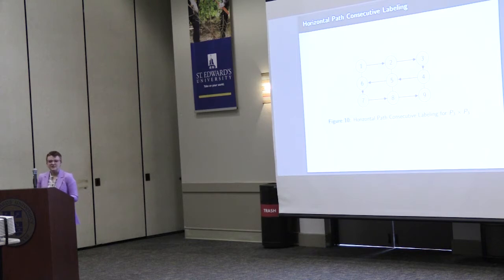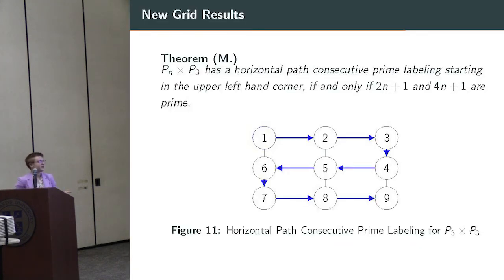And the nifty thing about this sort of labeling is that it's actually just a hidden ladder graph that we're adding an extra row to. So it's easy to just build off those previous results that I talked about earlier. And so what we found with that is for a grid graph P sub n cross P sub 3, it's going to have a horizontal path consecutive prime labeling if and only if the numbers 2n plus 1 and 4n plus 1 are prime.